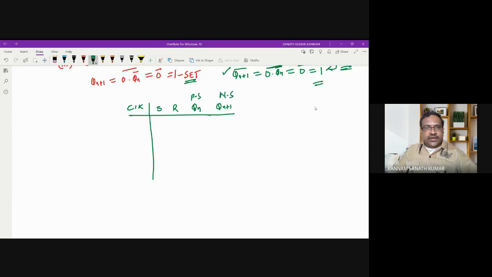So when clock is 0, whatever may be the S and R values, you are getting no change, that means memory state. The present state you should consider as don't care. So whatever the previous values are, those will be saved. When clock is 1, you can consider the positive edge trigger. That means the flip flop will be activated when it is going from 0 to 1.